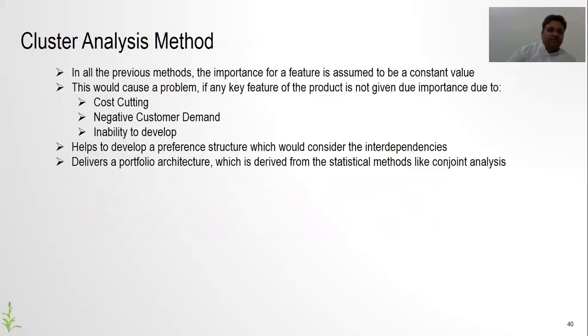Cluster analysis method. In all the previous methods, the importance of the feature is assumed to be a constant value. This would cause a problem if any key feature of the product is not given due importance because of cost cutting, negative customer demand, or inability to develop. This method helps to develop a preference structure which would consider the interdependencies. It delivers a portfolio architecture derived from statistical methods like conjoint analysis.